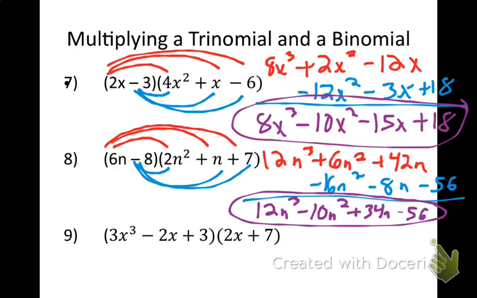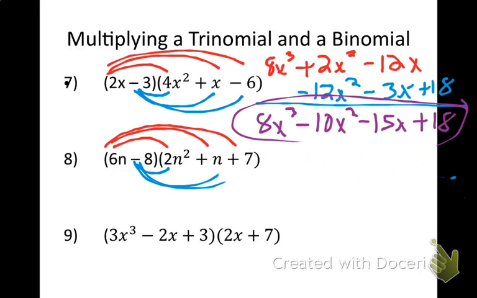So again, multiplying a binomial and trinomial is nothing more than distributing twice. All right, I'm going to try number 9 here. I'm going to delete this so I have some room. Does it make a difference if my binomial is in the back? No, I can still distribute because multiplication is commutative. I can still distribute the same thing.